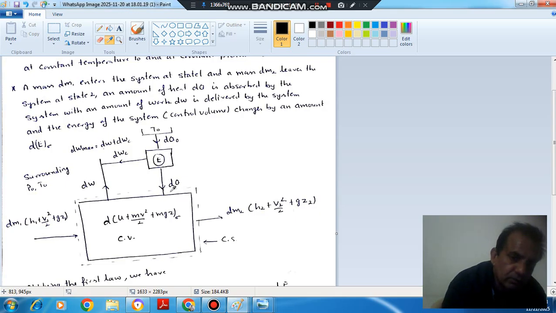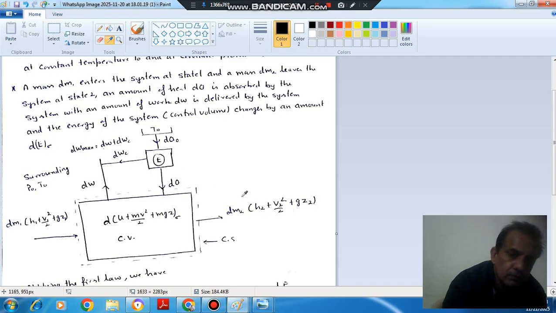So to make this dQ reversible, we will assume an engine operating between the atmosphere and this surface. From the atmosphere, this engine is taking heat dQ naught, producing work dWc, and rejecting heat dQ to the control surface of the control volume, such that dQ naught by T naught will be equal to dQ by T, which will make this engine reversible and this heat transfer also reversible.